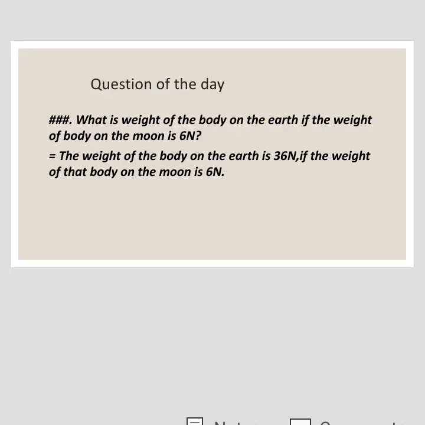Now all these questions are for group B. All these are very important for SEE.